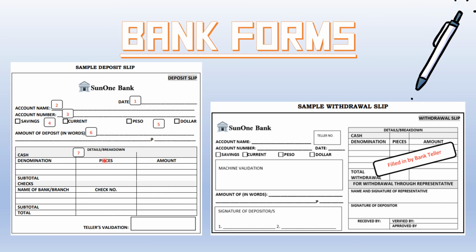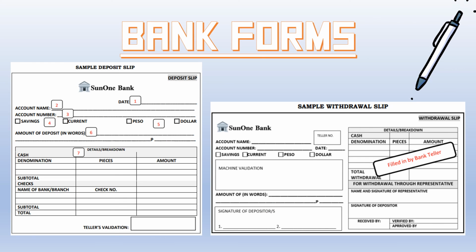Deposits may be in the form of cash or check. For cash deposits, the breakdown of cash is listed. For check deposits, the issuing bank, address of the issuing bank, date of the check, and the amount of the check is listed. For the sample withdrawal slip, the information present in the withdrawal slip should include date of withdrawal, account holder name, the account number, the type of account, the currency, and the amount to be withdrawn in words and in figures.